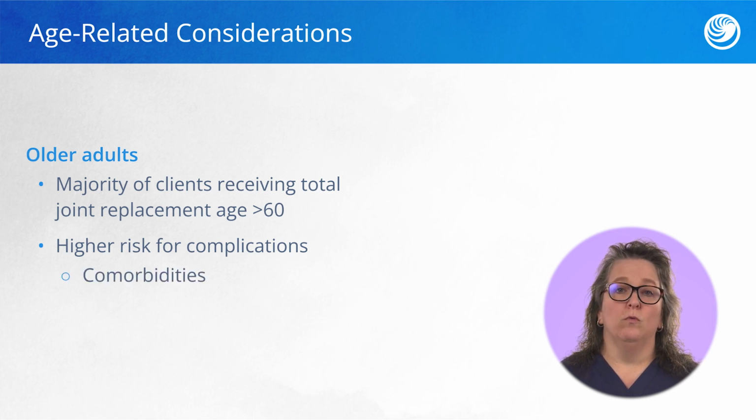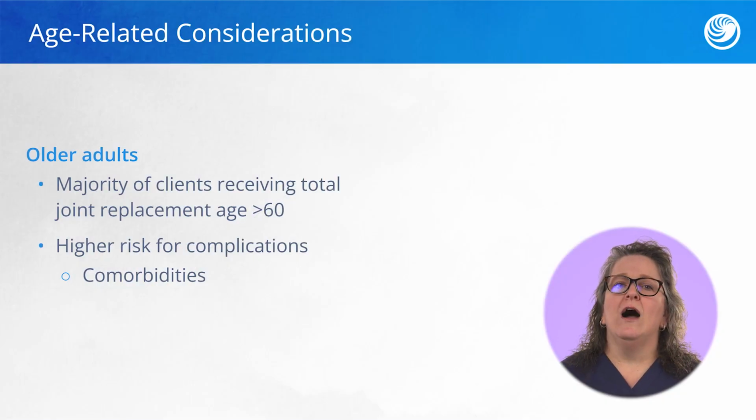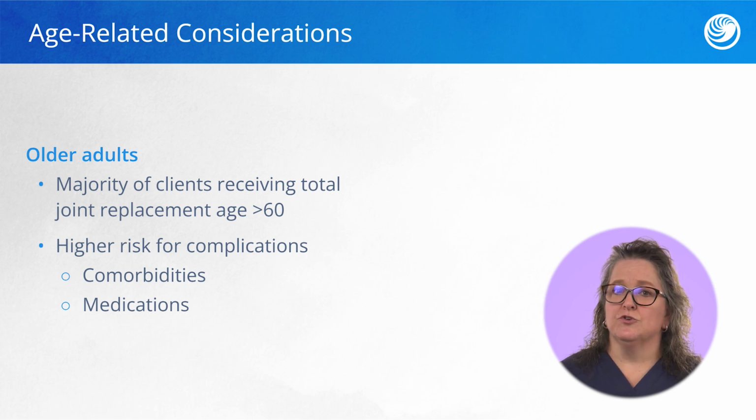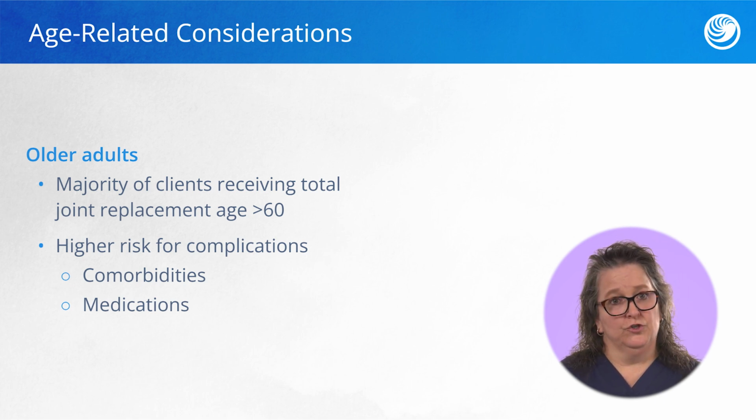They have more comorbidities. Older clients enter surgery with more comorbidities than would a healthy younger client. The older client may have hypertension, chronic obstructive pulmonary disease, diabetes, kidney disease. These all affect them during the procedure and also during recovery. And they are on more medications, maybe anticoagulants, insulin, steroids, blood pressure medications. All of these will affect the client during surgery and post-operatively during recovery.